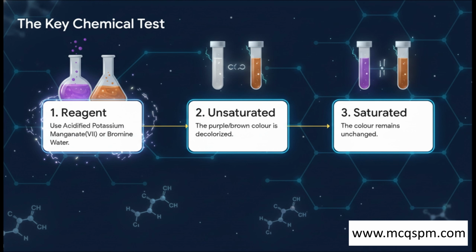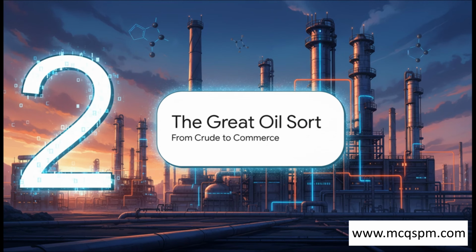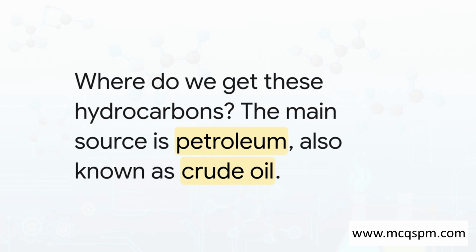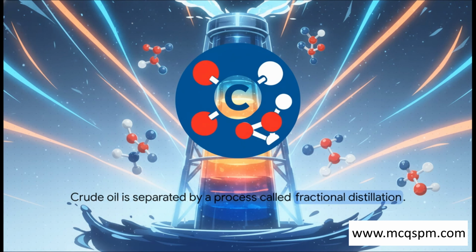That's the test. Okay, so we've got the theory down, but where do we even find these hydrocarbons? Well, let's zoom out and look at one of the biggest industrial processes on Earth, where all this chemistry happens on a massive scale. The main source for pretty much all the hydrocarbons we use is petroleum. You know, that thick black stuff we call crude oil. It's basically this complex cocktail of thousands of different hydrocarbons all mixed together. But you can't just pump crude oil straight into your car, right? We have to separate that messy mixture.